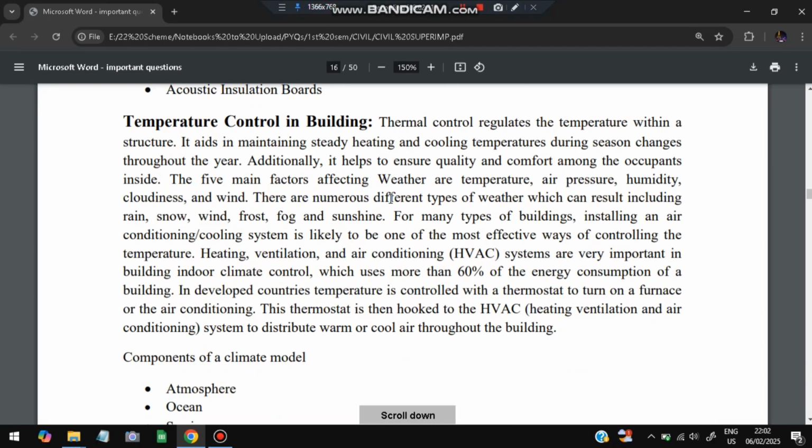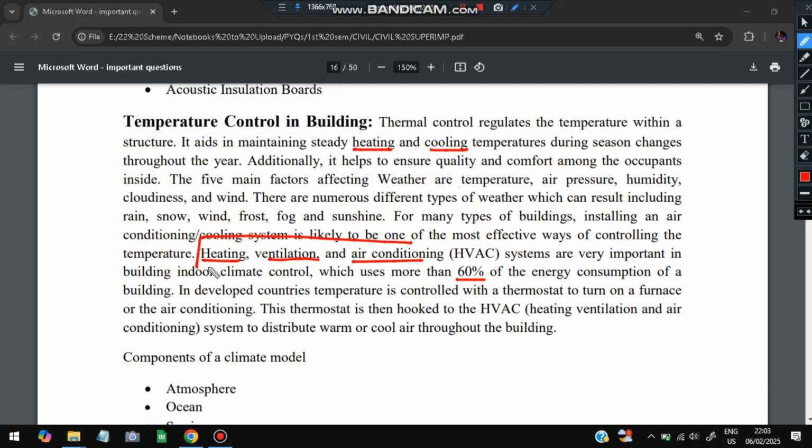Next is the temperature control in buildings. To regulate the temperature, we use HVAC. HVAC is heating, ventilation, and air conditioning. By using HVAC, more than 60% of the energy consumption in the building will be regulated. Regulating the temperature based on the requirement is very important, when it is to be heated and when it is to be cooled, so a proper heating, ventilation and air conditioning system should be installed in the building. Different types of weather require different temperatures, so that is also to be considered.